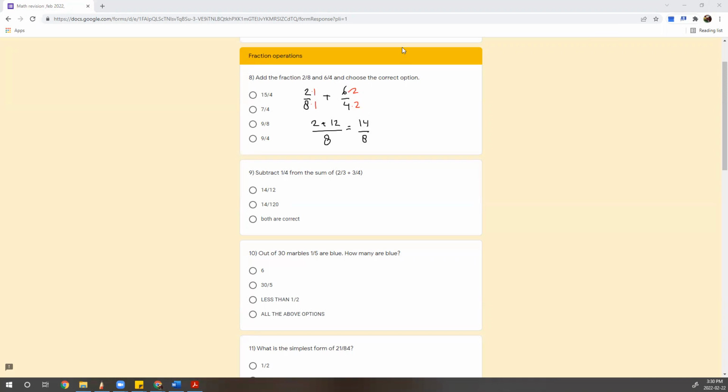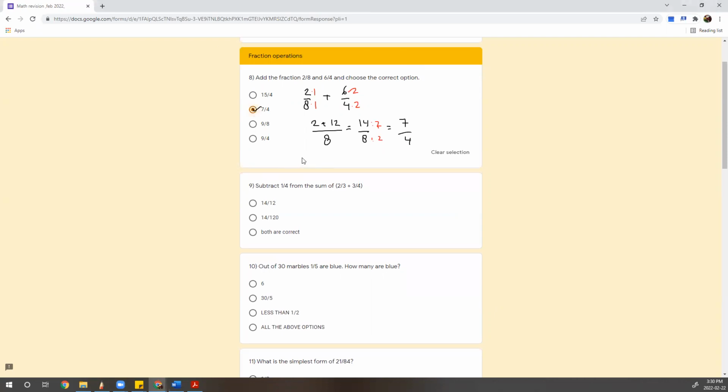No option, but we can simplify. You divide by 2, you divide by 2, right? So we can find the simplest answer, 7 over 4. Get this, okay? 7 over 4. Use the mouse, click it. That's the answer.